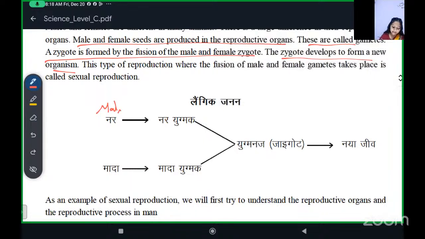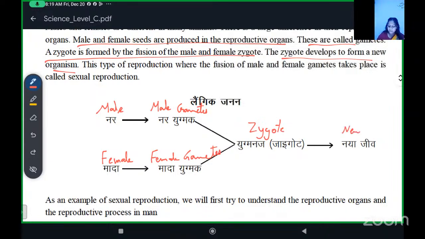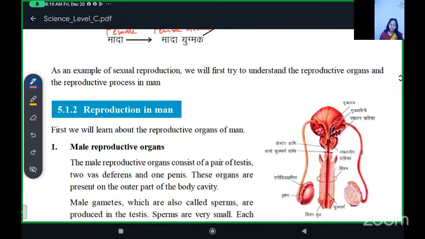Okay, and we have male gametes, and the fusion takes place, and leads to the formation of a zygote, and this zygote develops into a new organism. Now, an example of sexual reproduction.